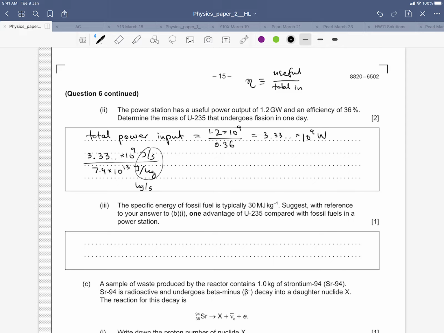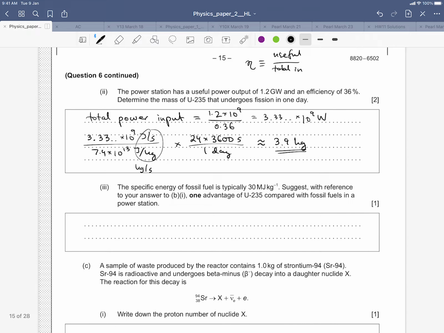So we know how much mass I need to convert every second, but we don't want every second, we want the mass per day. So I need to convert seconds to days, and we know that there are 24 hours times 3,600 seconds in a day. So now the seconds are going to cancel out. We're going to get kilograms per day. And if you plug all that into your calculator, you get around 3.9 kg. So around 4 kg is the mass of uranium that undergoes fission in one day.